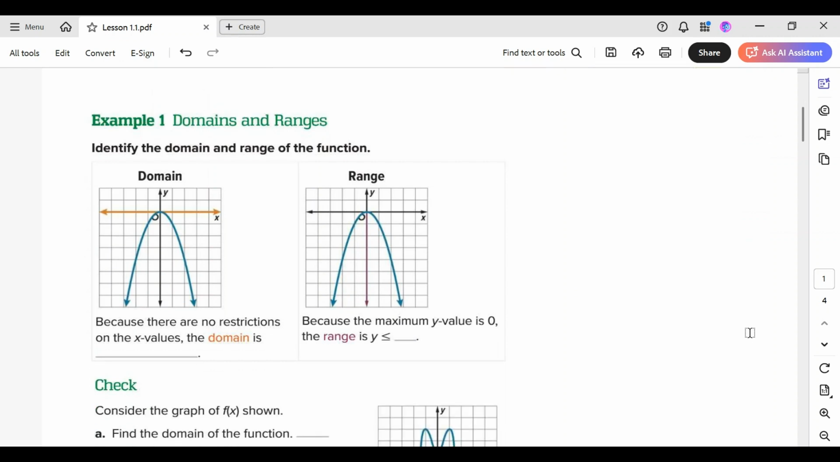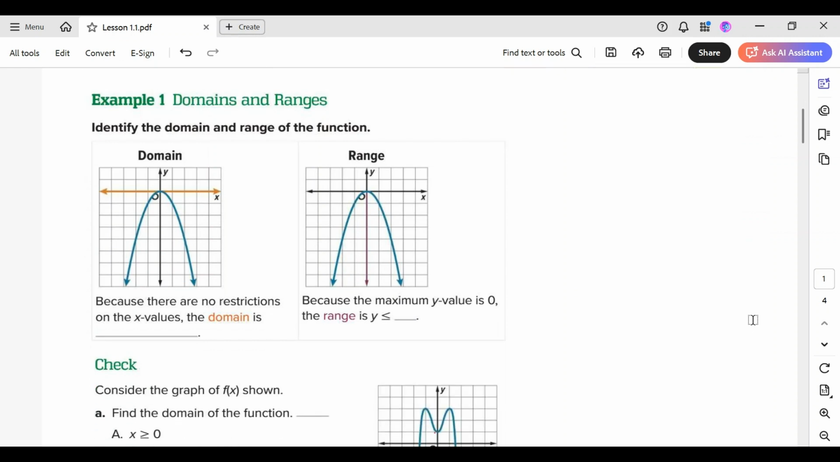So identify the domain and range of the function. The graph on the left is showing the domain. Notice that the arrows is bold-faced because it's representing the x values. So because there are no restrictions on the x values, the domain is going to be all real numbers. When we look at the range represents the y value. So those are your up and down motion. Notice that the parabola they're showing in this instance is opening down, but the y value stopped at the value of 0. So because the maximum value of y is 0, the range is going to be y less than or equal to 0.